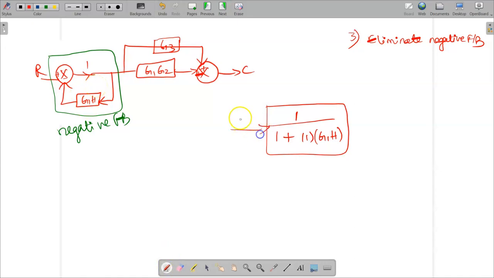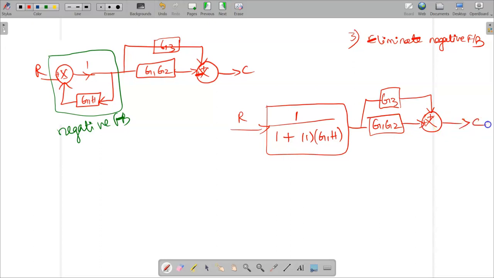Once you have done that, it means that you have eliminated this negative feedback loop and your input remains R as it is. Now your other terms remain the same, that is g1 g2, and then you have the summing point, followed by g3, and then you have it like this.